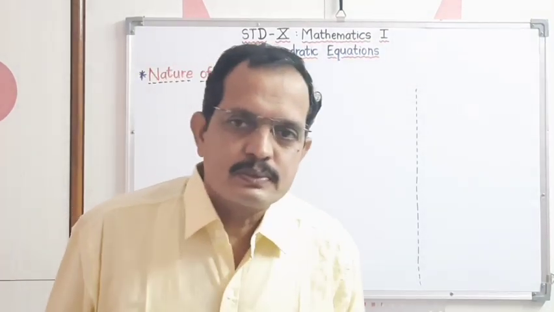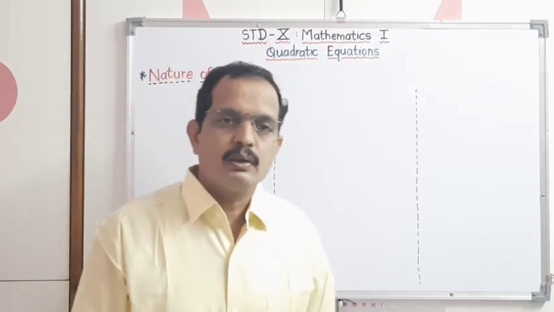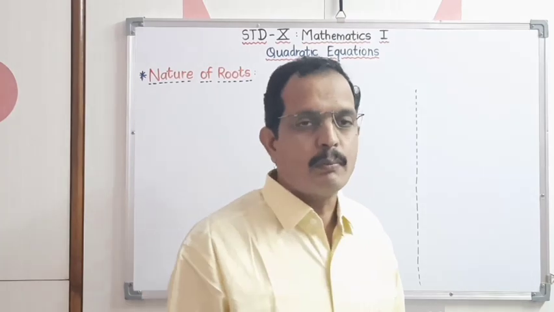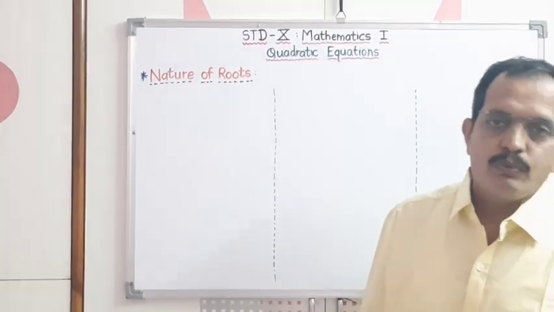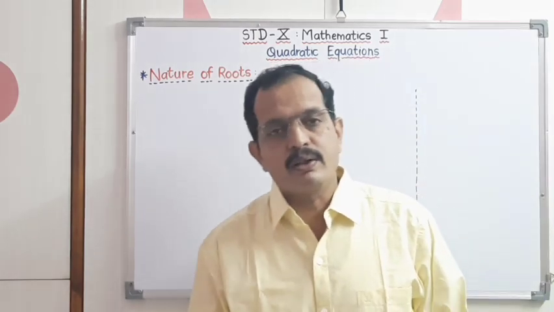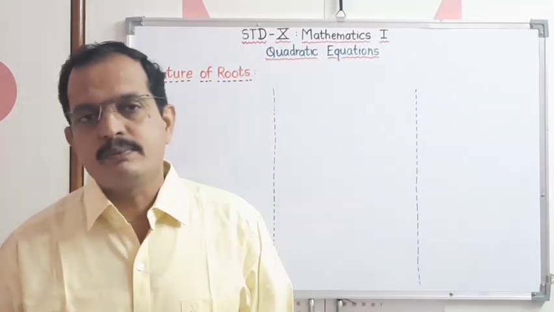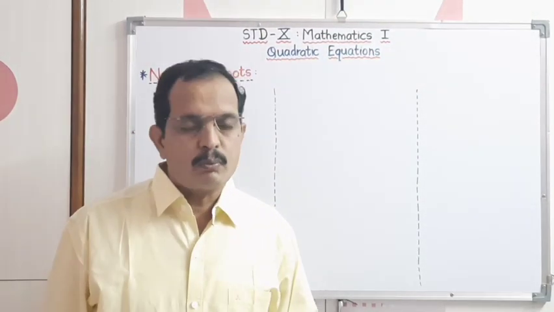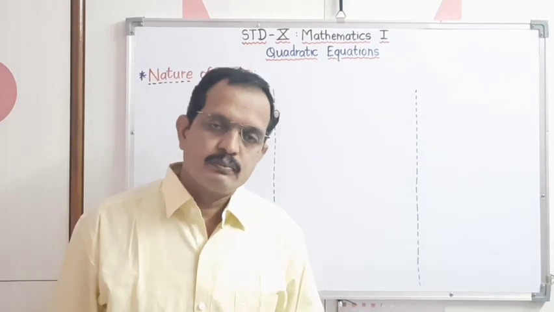Welcome dear students. In the last lecture we learned how to find the roots of a quadratic equation by the formula method. In that formula method, first of all we find the value of b square minus 4ac, and afterwards we use the formula. From that we get the two roots of the quadratic equation.